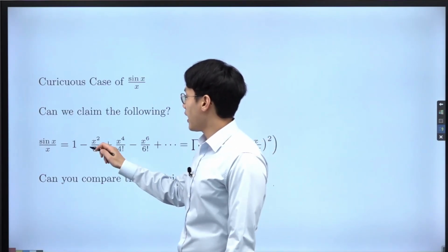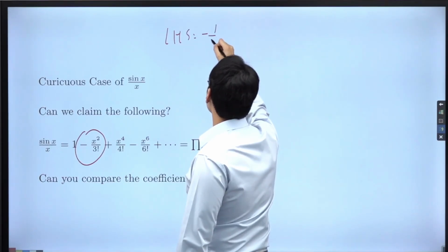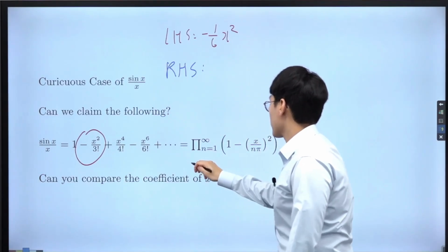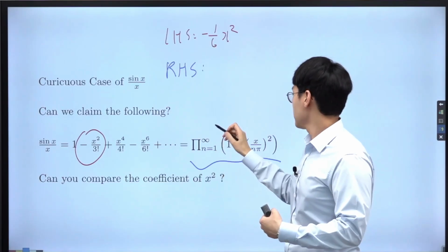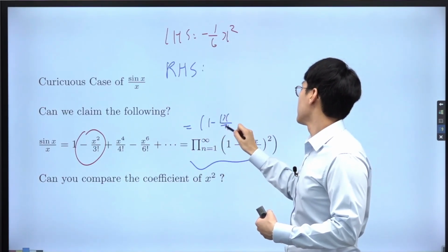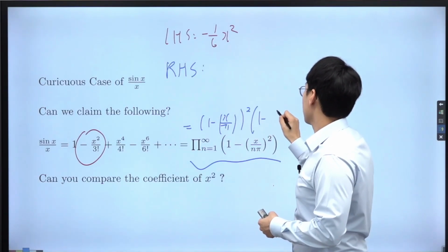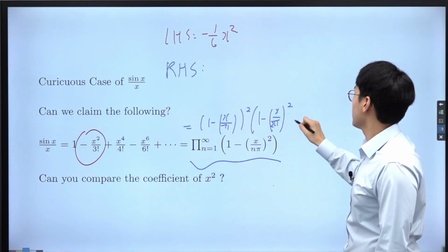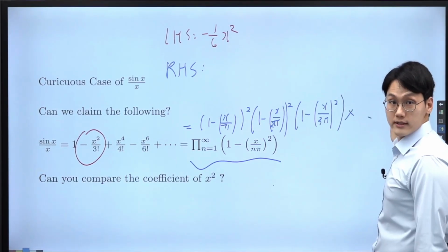Let's try. So now I got the coefficient of the x squared on the left-hand side. What is it? Negative 1 over 6, x squared. Okay, that's great. Let's try to work with the right-hand side. Let's try to list them out. It's going to be a product of linear factors of the following. It's going to be 1 minus x over pi, squared, isn't it? Yes, 1 minus x over pi. Sorry, 1 minus x over 2 pi, squared, and then 1 minus x over 3 pi, squared, goes on and on and on, isn't it? Okay, no problem.